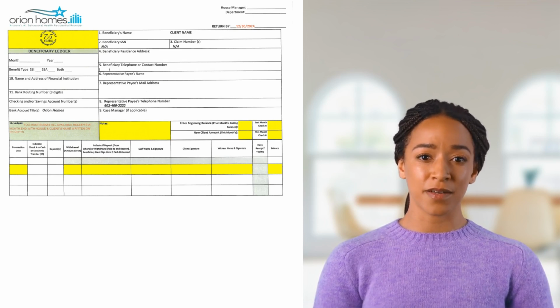Keep each resident's spending money separate. Use the zipper pouch with the resident's name on it. Do not commingle any funds.